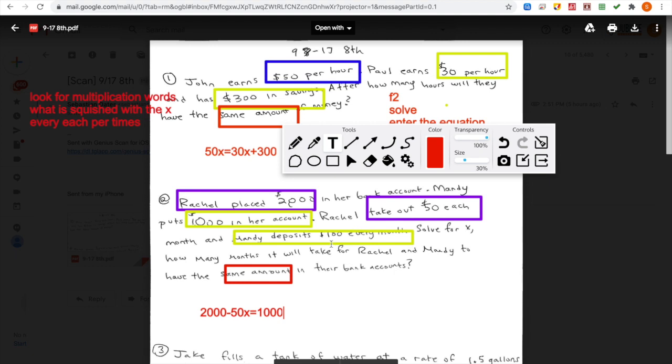Now let's see what Mandy does. She deposits money. So she's putting money in the bank account. So once again, I start with $10, but now I deposit $2, it's going to go to 12. So if I'm depositing money, I'm going to be adding that $100 in there. And that $100 is every month, and every is that keyword for multiplication. So here's our formula we're going to use. Go ahead and use this formula to find out how many months it's going to take them to have the same amount in their bank accounts.